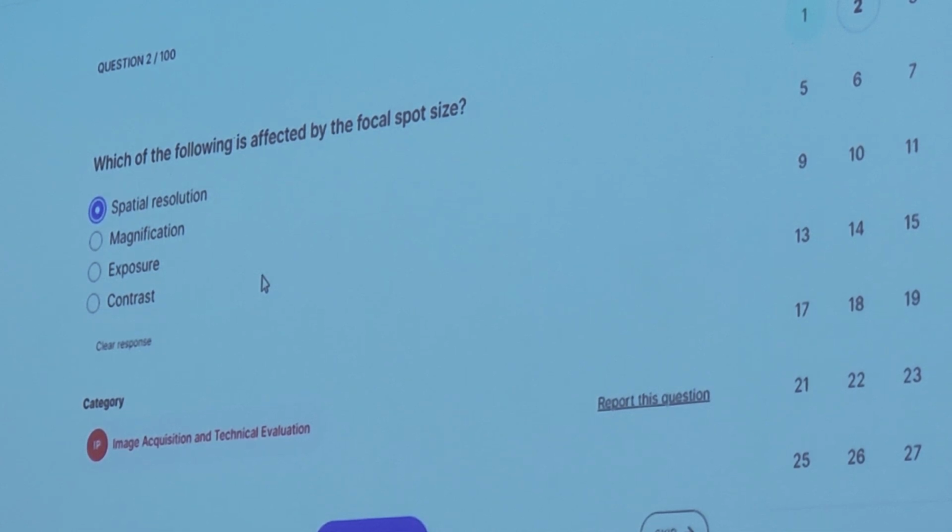It decreases that area of unsharpness. It makes the edges less fuzzy. So, if you decrease the focal spot size, then that area of unsharpness also decreases. Your edges look sharper. That's why you have better spatial resolution.